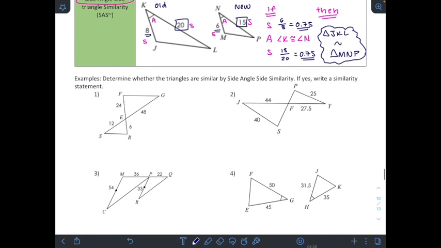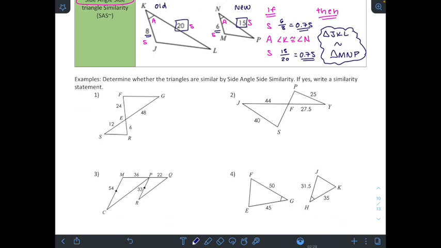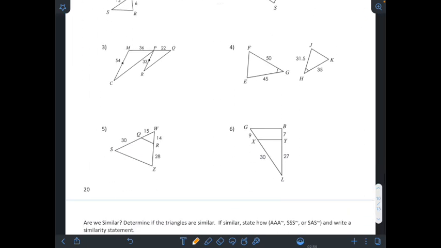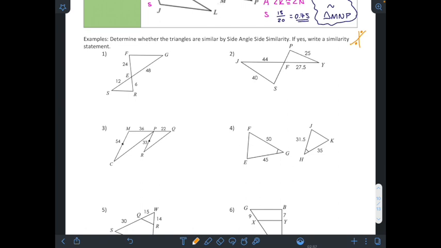So let's do some practice problems. Determine whether the triangles are similar by side angle side similarity. If yes, write a similarity statement. Remember, there are a couple situations where you have congruent angles that you don't always remember. One of those examples is the vertical angles theorem, where if you have angles that are vertical to each other, they're congruent. That's an automatic way of having congruence. And then we also have parallel lines cut by transversals and things like that. But if I get to any of those examples where I see that, I'll let you know then.